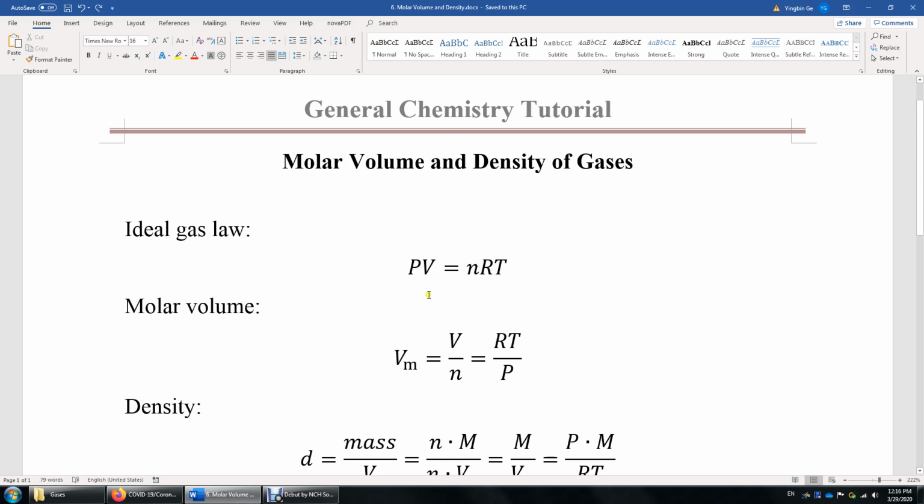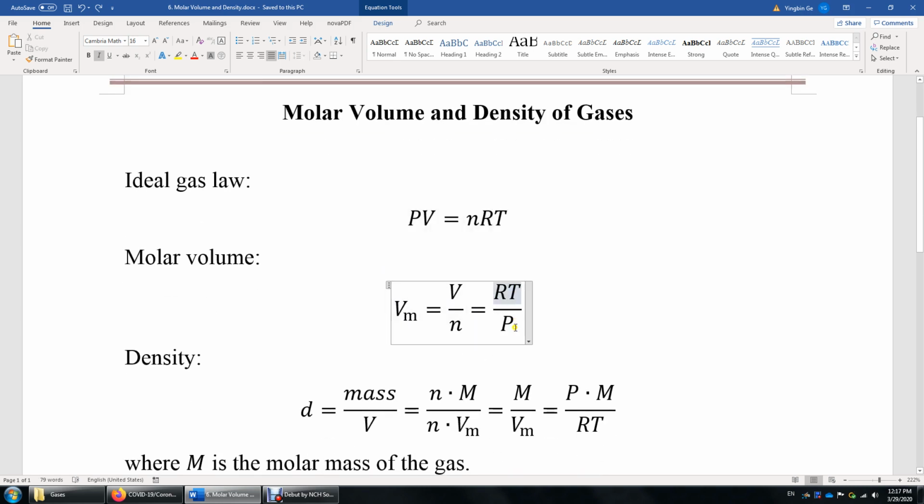So how do we calculate the molar volume of a gas given its temperature and pressure? Very simple. Molar volume is defined to be its volume divided by the number of moles. So it's V over n. And by looking at this equation, we know V over n is simply RT over P. Therefore, given temperature and pressure, we can easily compute the molar volume.